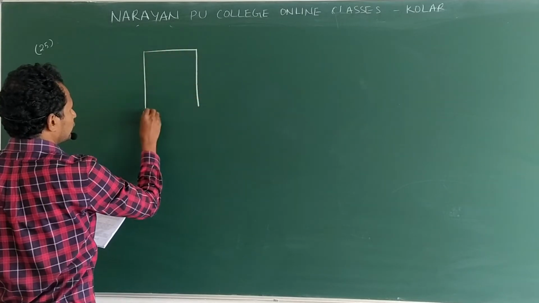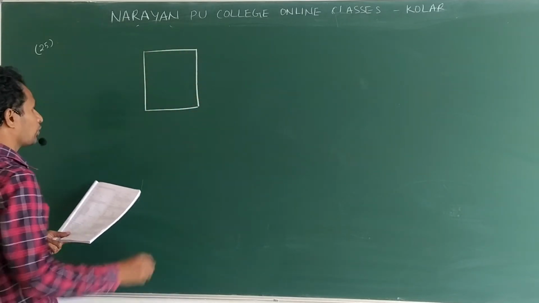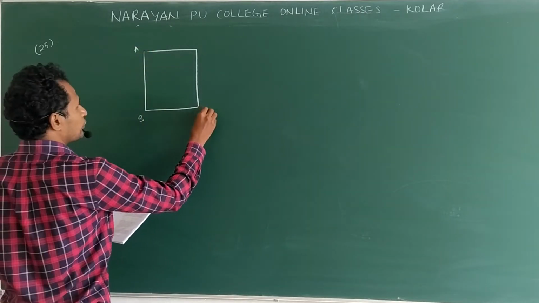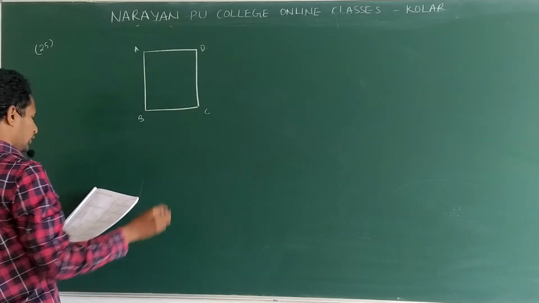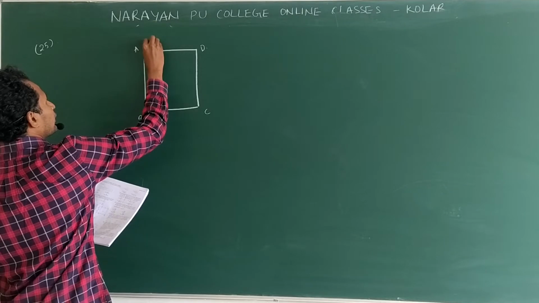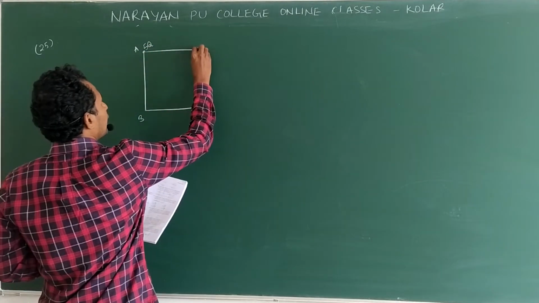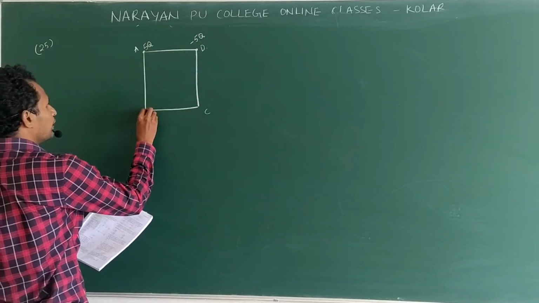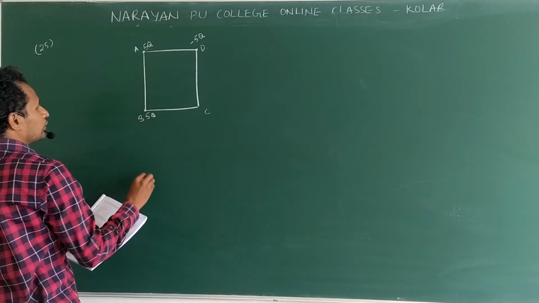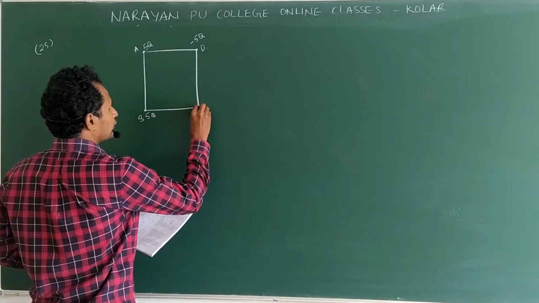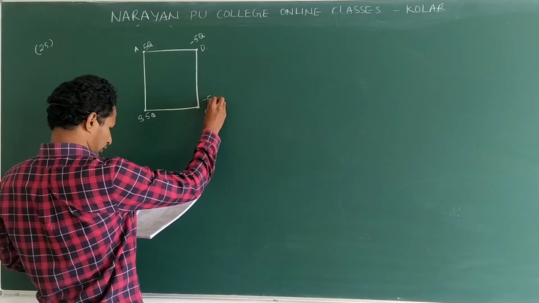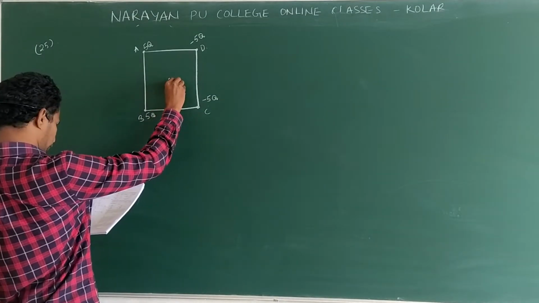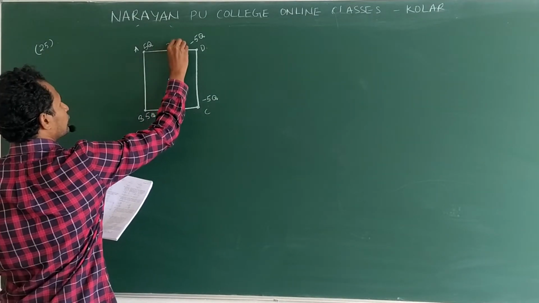The given figure: A, B, C and D. Here at A they placed +5q, at D they placed -5q, at B +5q and at C -5q, and this is center O. Side length is 3L.